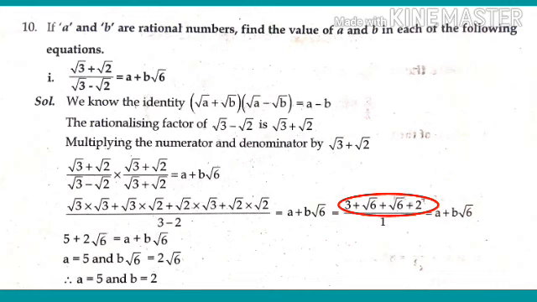And add the like terms in the numerator part. 3 plus 2 is equal to 5, plus root 6 plus root 6 is equal to 2 root 6. Compare the terms on both sides. Therefore, A is equal to 5 and B is equal to 2.